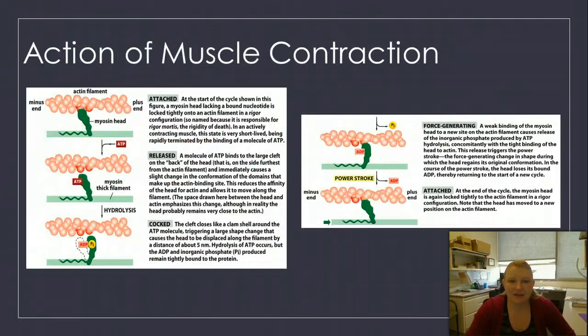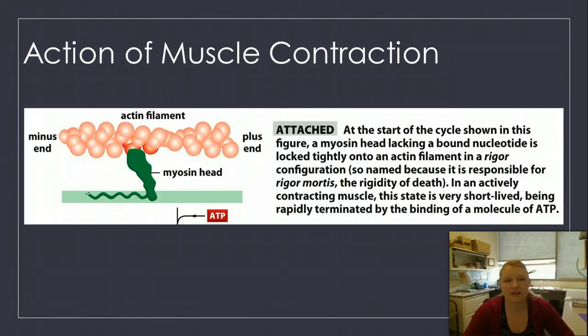So let's look at the action of muscle contraction on a more molecular, deeper level here. There are 5 main steps, and we're going to go through each of these steps on the next couple of slides. The first thing is that we start off with the myosin head attached to the actin molecule. It's pretty stiff. This is known as the rigor conformation, because of rigor mortis and how stiff everything is after death. It's a very short-lived state in an actively contracting muscle, because it's going to be moving pretty quickly, but if the muscle isn't actively contracting, it will just stay in this position.